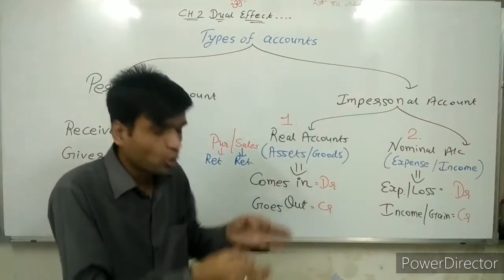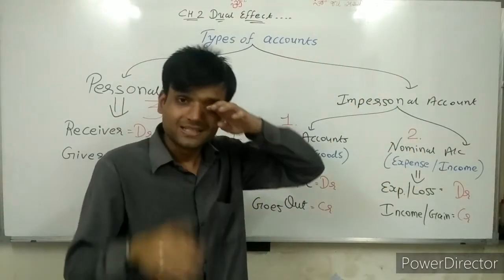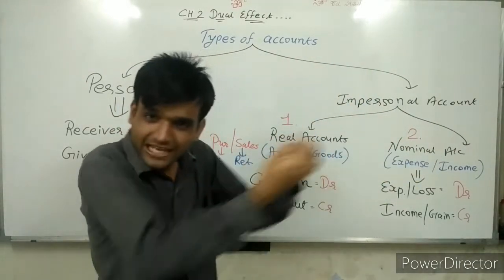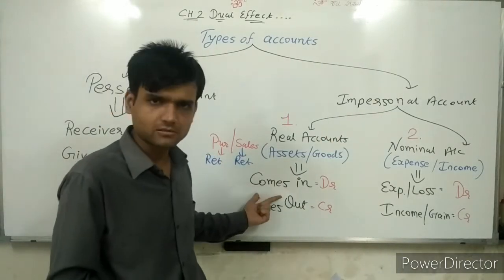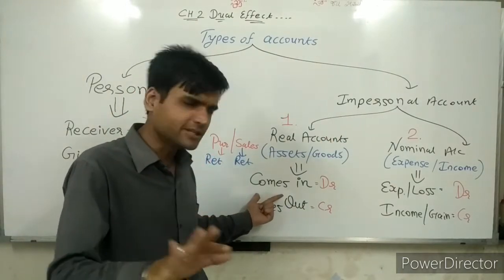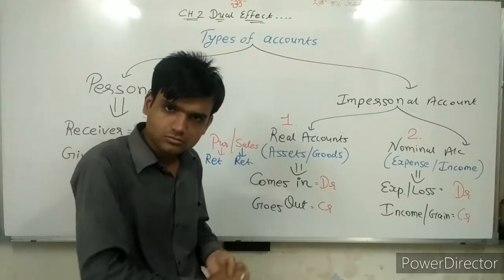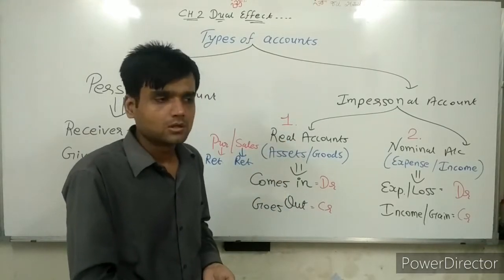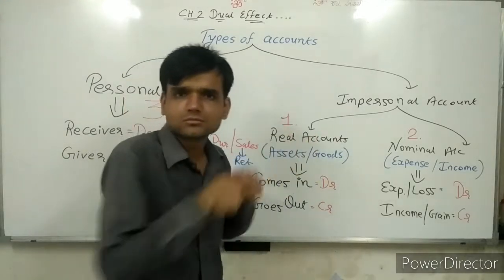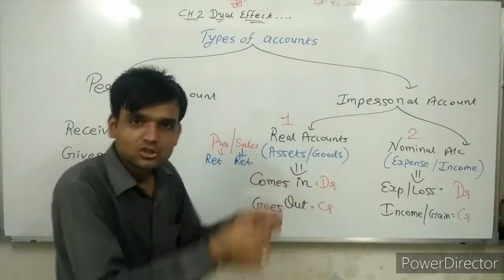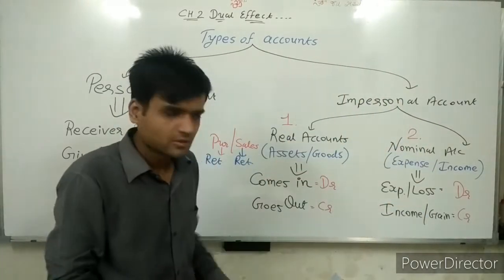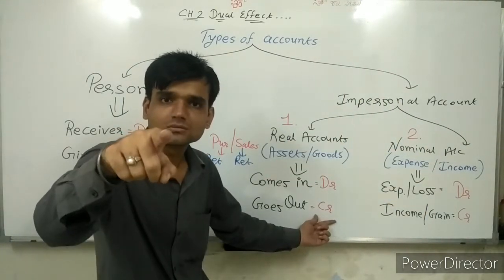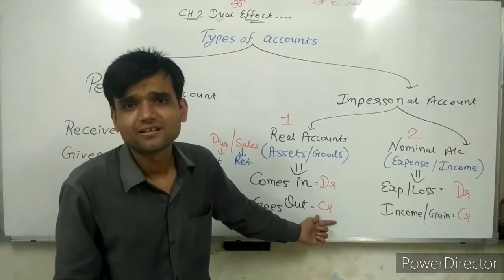Now think, does anything come in, does cash come in? No sir, it is a credit transaction, so how can cash come in? Nothing comes in, so nothing is debited as per the real account rule. Does anything go out? Sir, goods sold. It means it goes out. Goes out means credited.